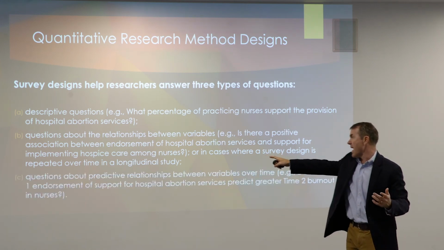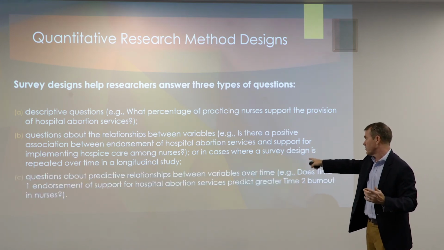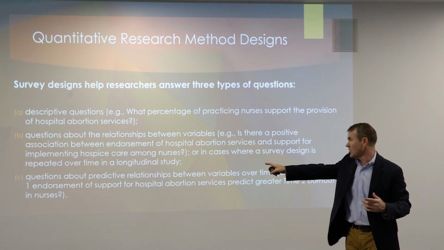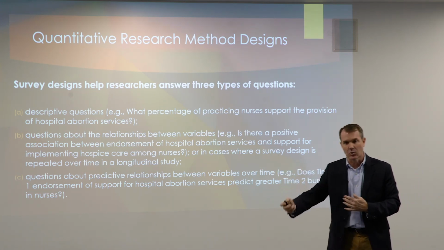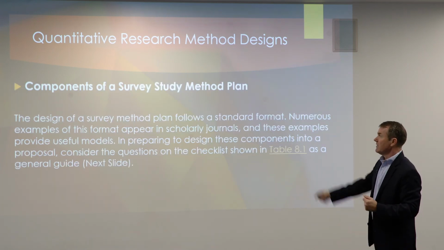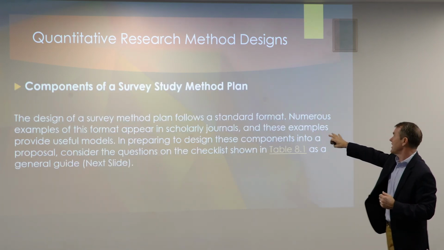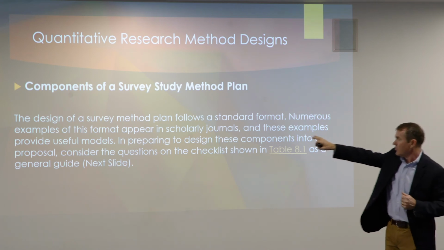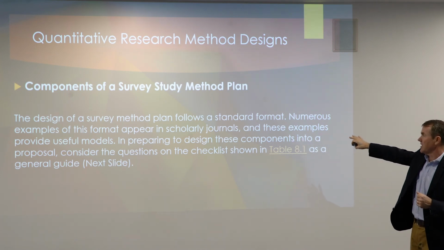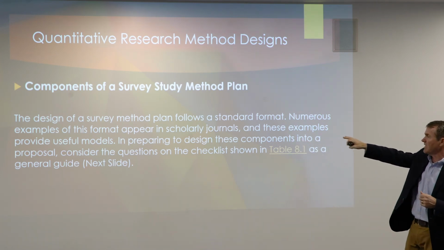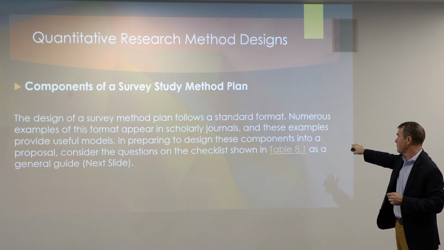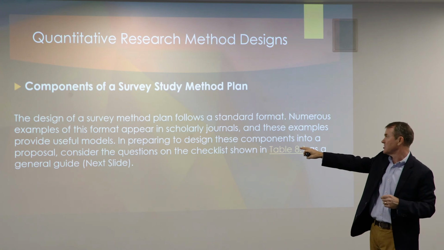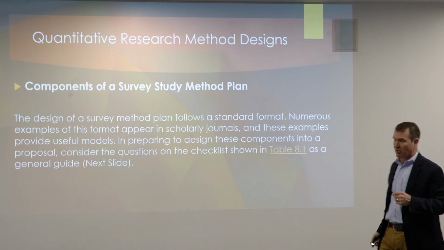Or questions about predictive relationships between variables. Does one endorsement supporting a hospital predict the other type of endorsement that you would receive? The design of a survey method follows a standard format. Numerous examples of this format appear in scholarly journals, especially in scientific journals. In preparing a design, put these components into a proposal, and consider the questions on the checklist shown above.